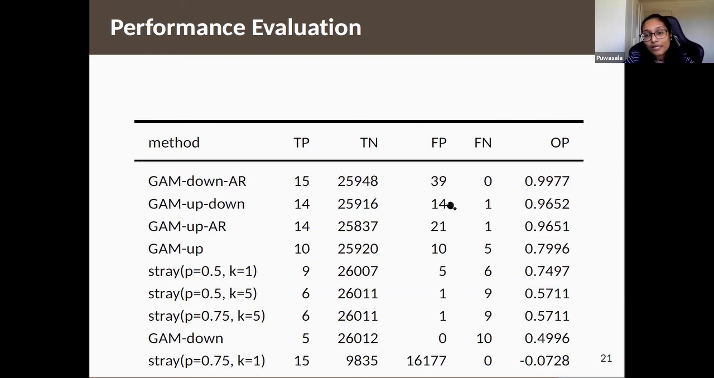However, if someone is concerned about the operational cost involved when you identify an outlier and have to send someone to inspect it and see whether it is an outlier or not, then they would like a balanced situation between the false positives and false negatives. In that case, they can use the GAM up down method or the GAM up AR method. So that is the takeaway message.